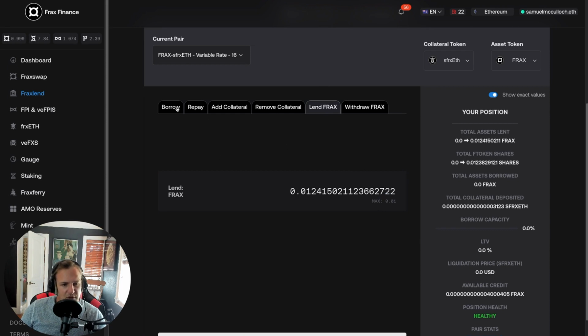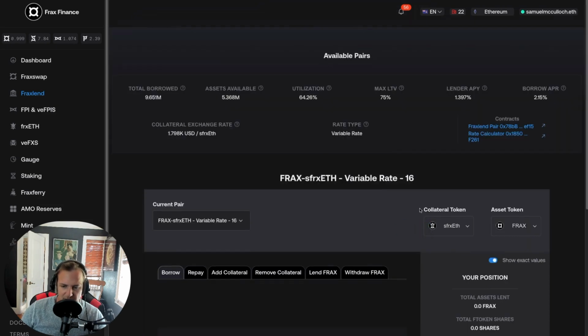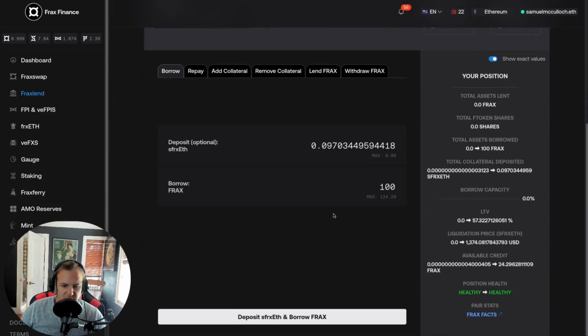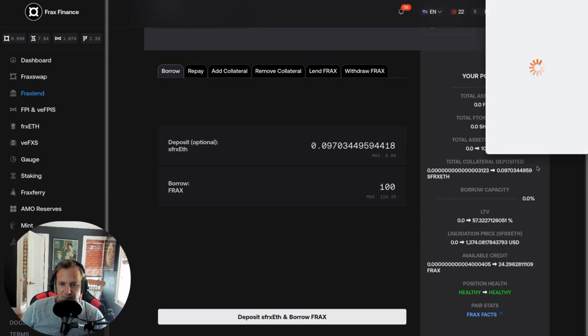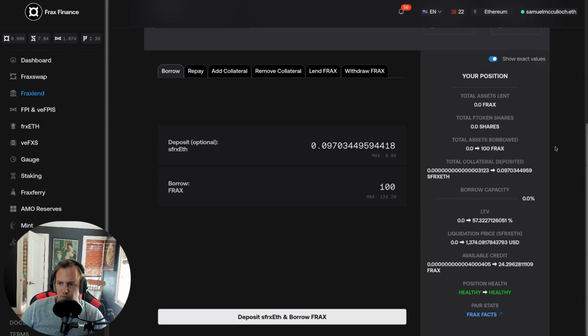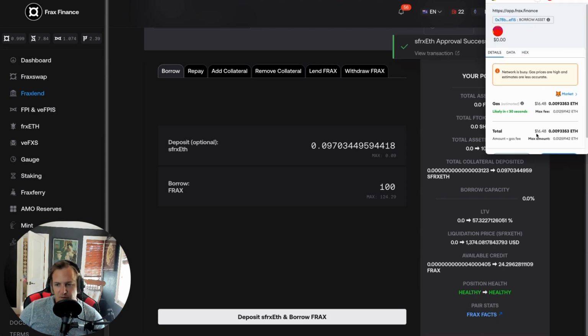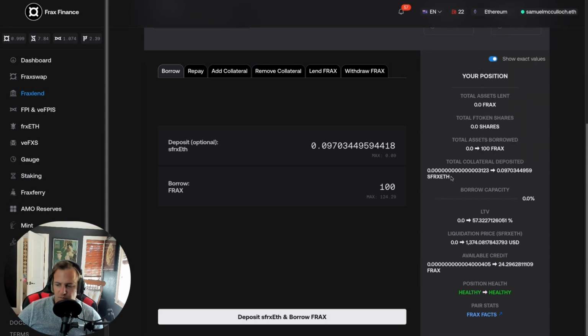And that's pretty nifty. So I can do something like, let me go back. I'm going to borrow this again. And I'm going to borrow $100 worth of Frax. We're going to do something interesting this time. Max. Approve. So let's do that transaction to borrow the Frax again, where we deposit stake Frax ETH. And now we're going to borrow Frax. And this time, we're going to go deposit that Frax into a different pool where I could get a higher yield. So let's put this in again.